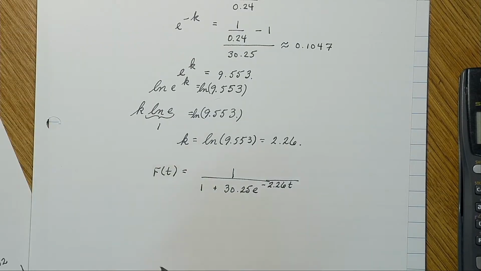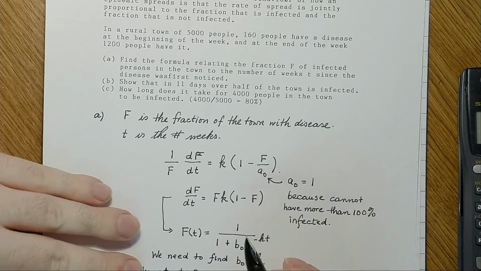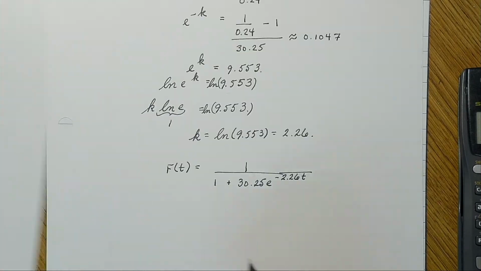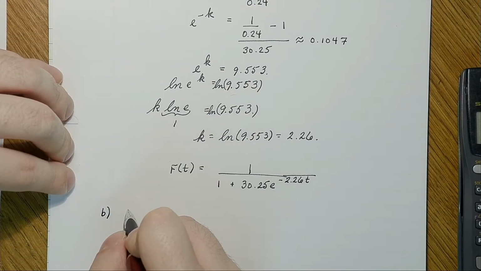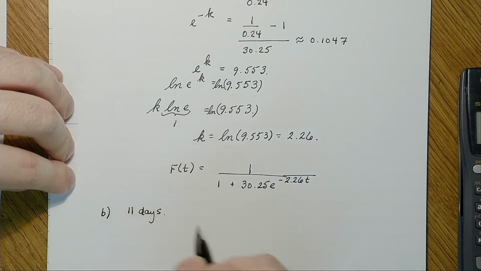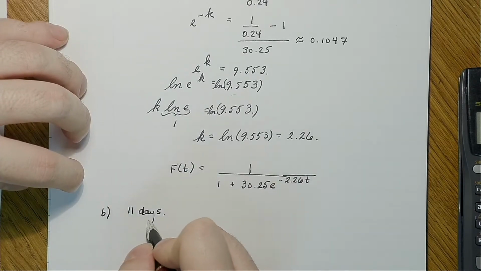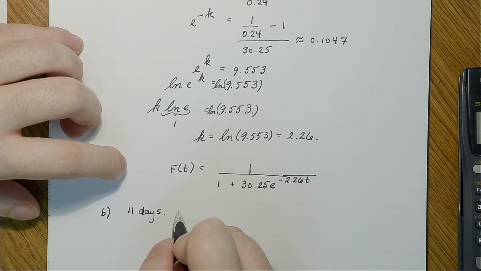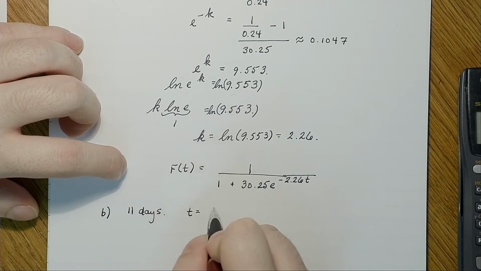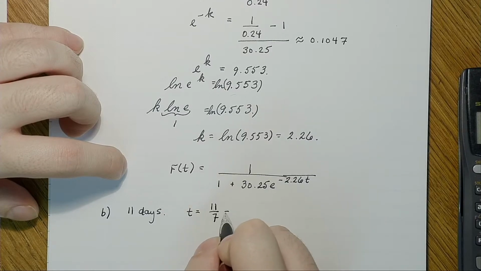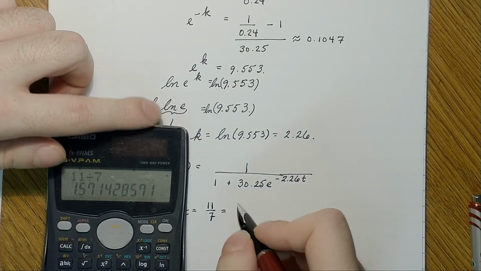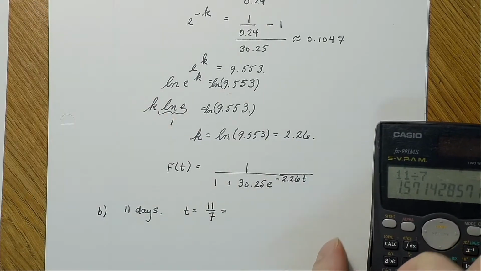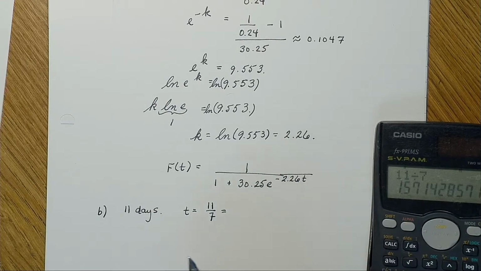So for that one, for B, it says, show that in 11 days over half of the town is infected. So B, we have 11 days. This example is being tricky because our t here is measured in weeks. So we need to convert that: our time is equal to 11 over 7. There's 11 days and 7 days in a week. So 11 over 7 doesn't work out to be a nice number, so I will leave it as a fraction.